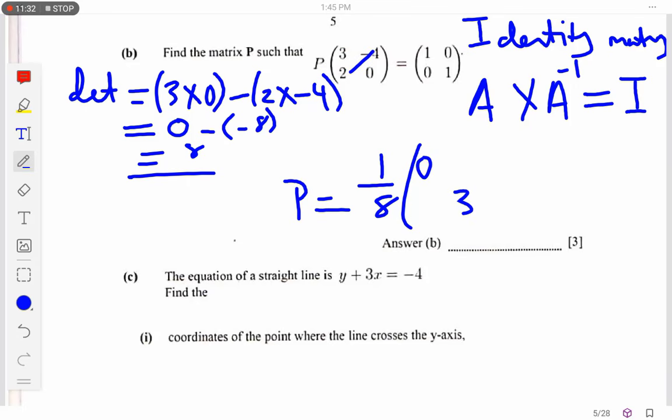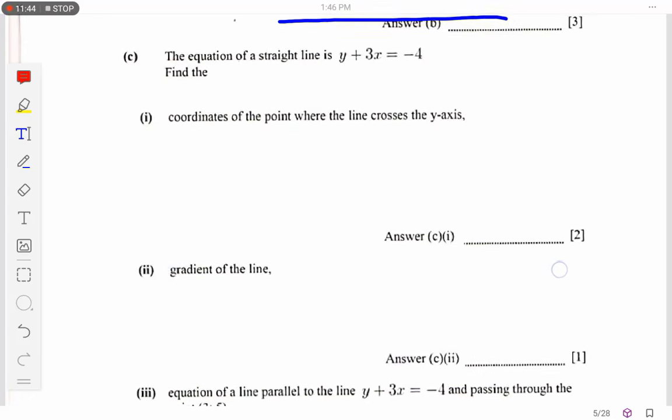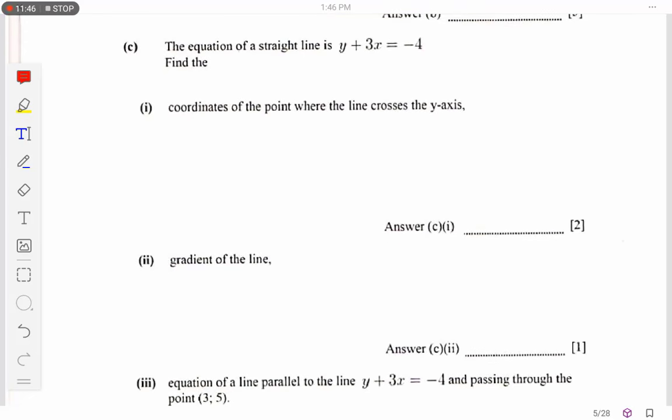Then we multiply these ones with negative values. So negative 1, so it's going to be here a 4 and here a minus 2. So this will be our value of our P matrix. Now they are saying the equation of a line is y plus 3x, which is equal to minus 4.